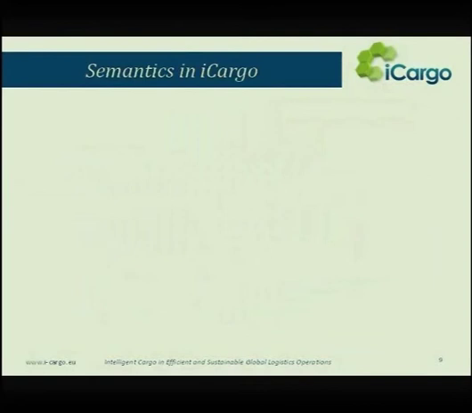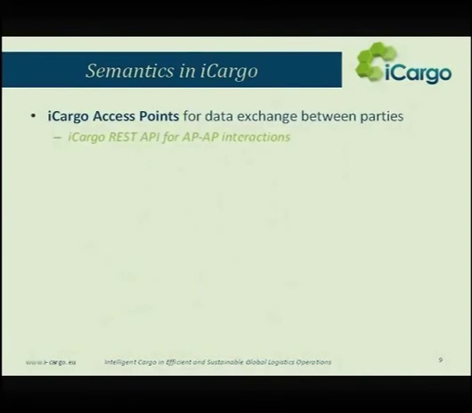But very much like an email server, if you take the iCargo access point, an email server knows how to send emails, but it does not determine the contents of your email. For an access point, it is the same. We have a standardized API, which is based on REST, to communicate between these access points. But you still need to define the semantics of the information that is being exchanged.